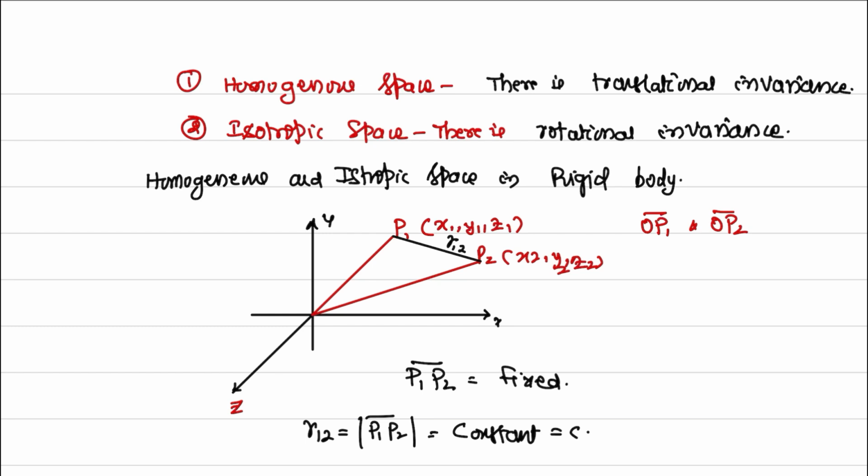The same may not be there between P2 and P3. P3 may be here. P2P3 is fixed. P1P3 is fixed. R12 I have shown as an example. It can be Rmn, and it is a constant. This is one of the properties of the rigid body which comes into use as we go on studying the rigid body motion.